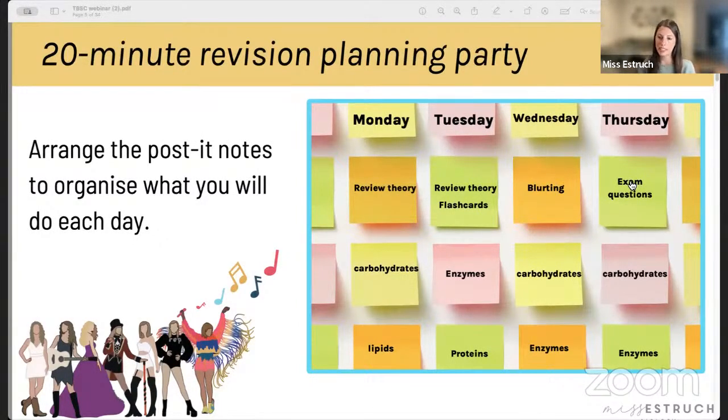So that's a very quick introduction. The first thing to take away already is that revision planning party.